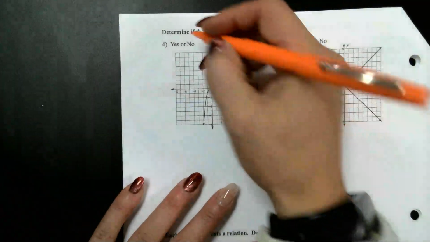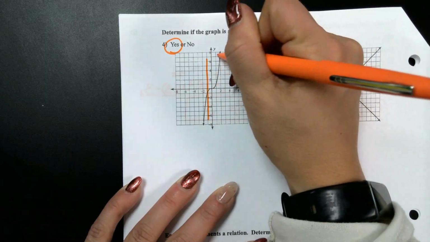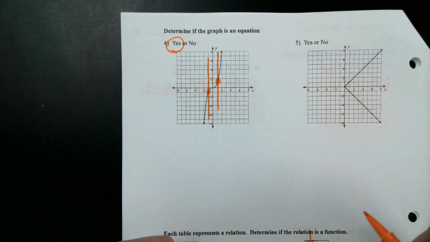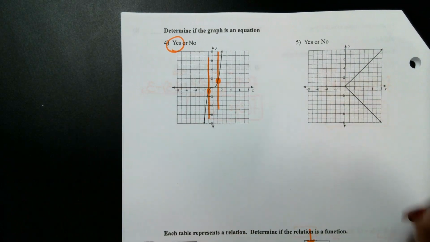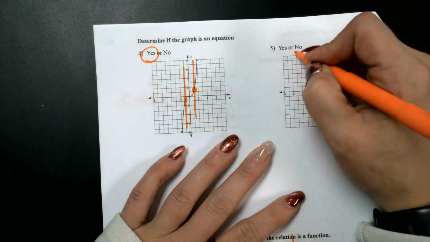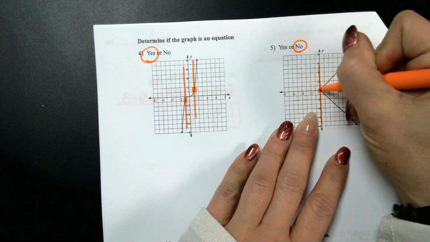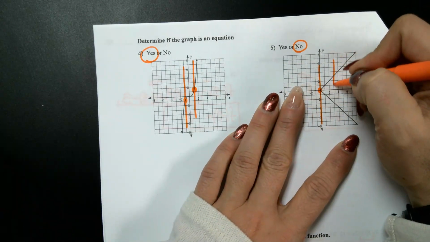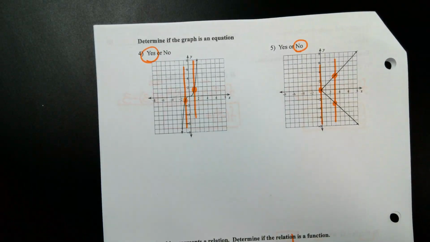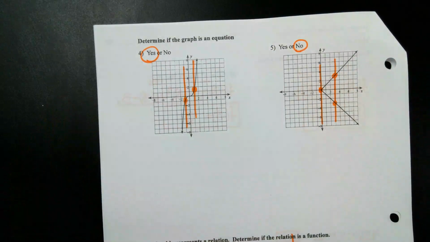Number 4 would be a function, yes, because no matter where you draw a vertical line, it only crosses the curve one time. What about number 5? That would be a no. This part would be fine, so that vertical line only crosses once. But anywhere else you draw a vertical line, it's crossing twice, and that is not okay. So this is a yes, this is a no, using the vertical line test.